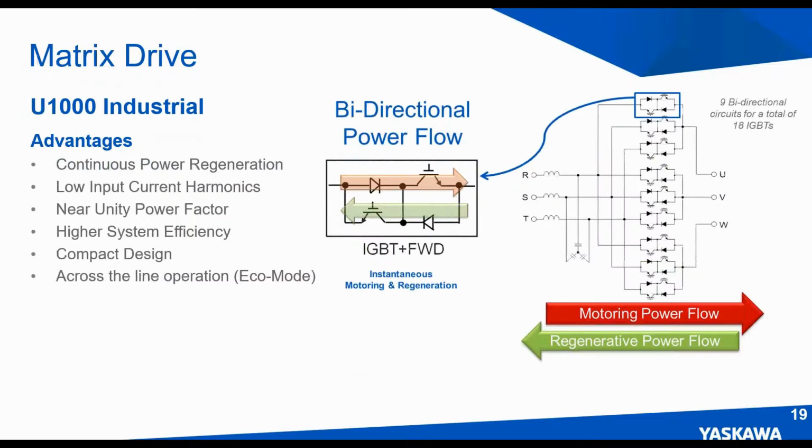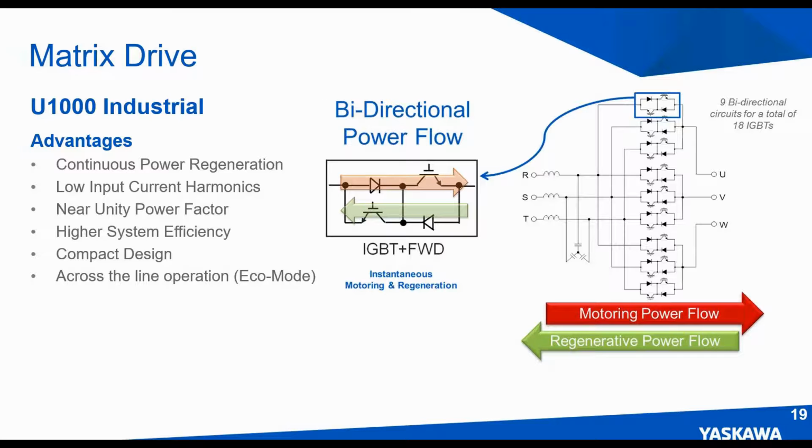The last regen option is the Yaskawa matrix drive, the U1000. I'll try to consistently use U1000 going forward, but please be aware that when I say matrix, I mean U1000, or if I say U1000, I mean matrix. It's one and the same product. The U1000 can provide motoring power and regen power in an effective, all-in-one, compact, low harmonic package. Wiring and installation can be simplified using the U1000. A simple 3 wires in, 3 wires out.